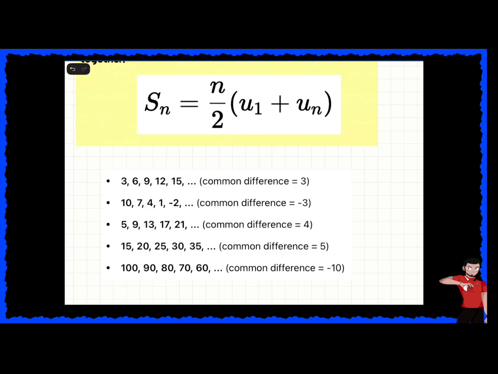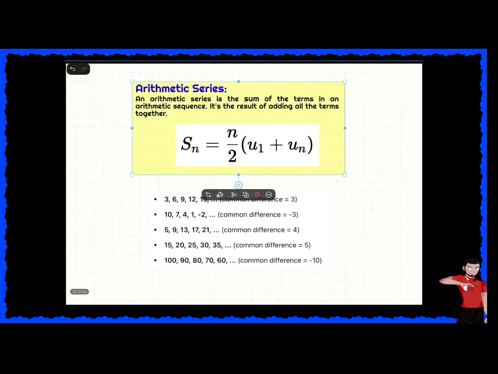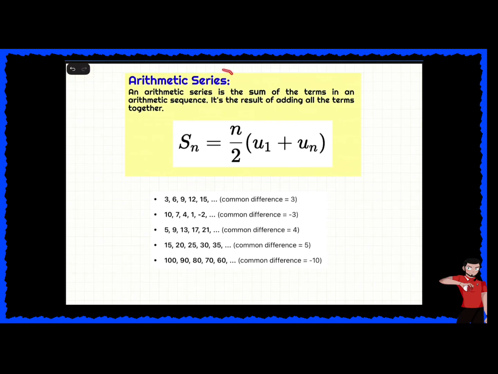And pay attention, sometimes the sequence is decreasing, so we can have a negative common difference because it's decreasing: 10, 7, 4, 1, minus 2. Okay? Now that we have arithmetic series, this is the new thing, a series.